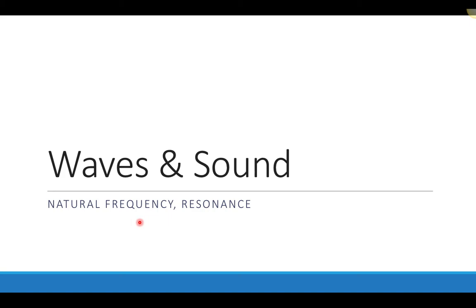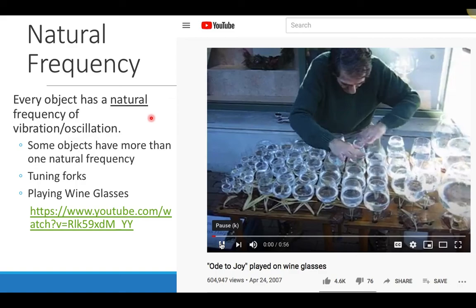In this presentation, we'll continue to talk about waves, and specifically we're going to talk about the natural frequency of vibration and resonance. So it turns out that all objects have some natural frequency of vibration. Some examples might be tuning forks.